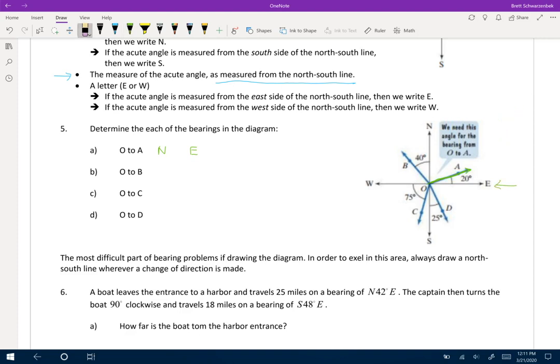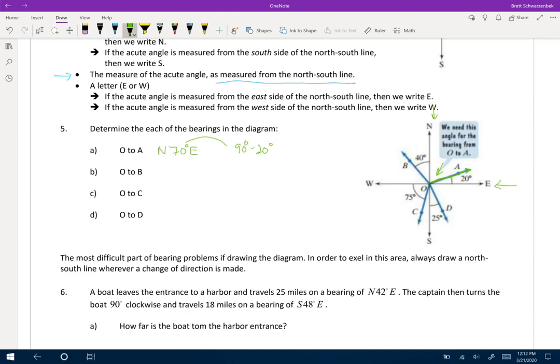We want the measurement of that same angle from the north-south line, which is up here. So we need to know what this angle is right there. How do we find it? We just do 90 minus 20 to get a nice 70 degrees as our measurement. So it's an important concept that we can only go to the north-south line. So that's north 70 degrees east.